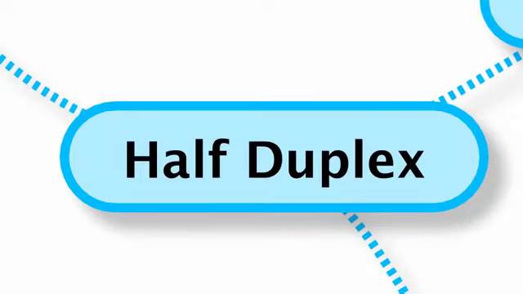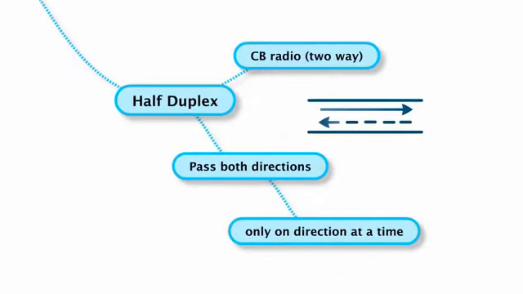Half duplex, so what do we think this is? Well, it follows on. Again, quite obvious. If duplex was two-way, half duplex is two-way again, but can only do one direction at a time.